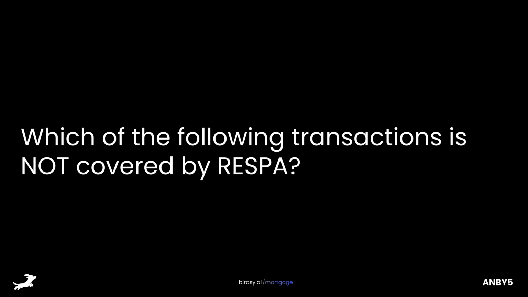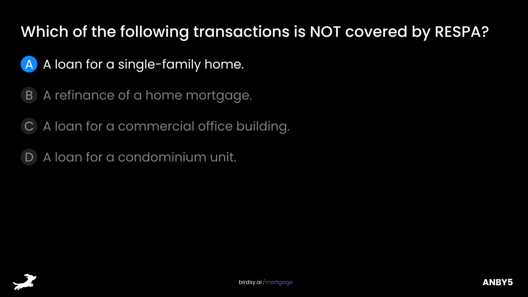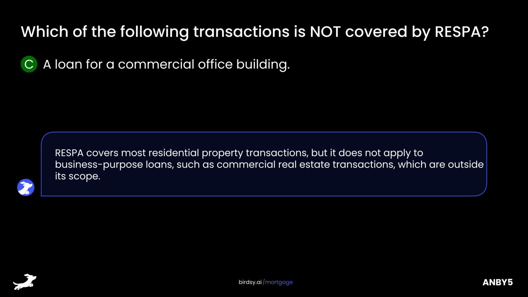Which of the following transactions is not covered by RESPA? Is it A, a loan for a single-family home, B, a refinance of a home mortgage, C, a loan for a commercial office building, or D, a loan for a condominium unit? The answer is C, a loan for a commercial office building. RESPA covers most residential property transactions, but it does not apply to business purpose loans, such as commercial real estate transactions, which are outside its scope.